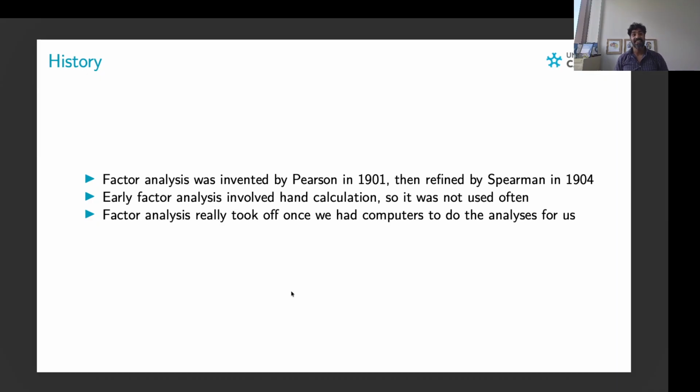Now, early factor analysis involved hand calculation, and we'll be doing it in this course. We won't do any hand calculations.